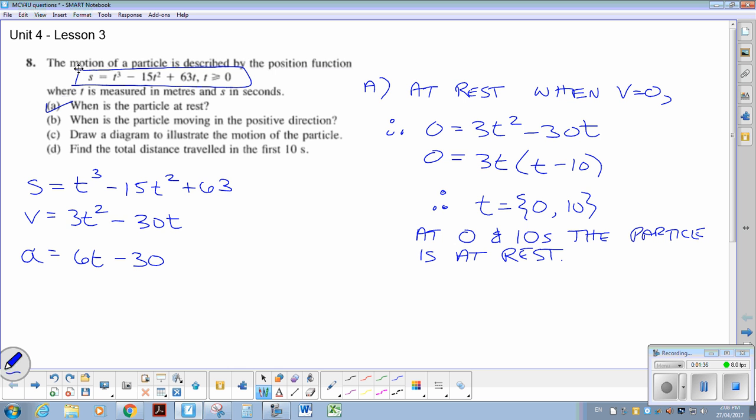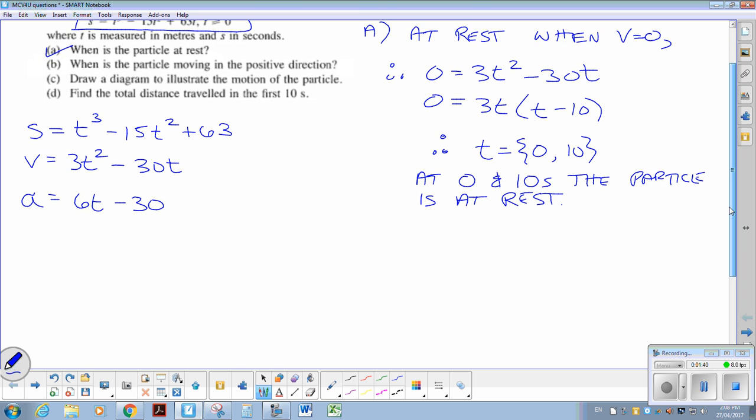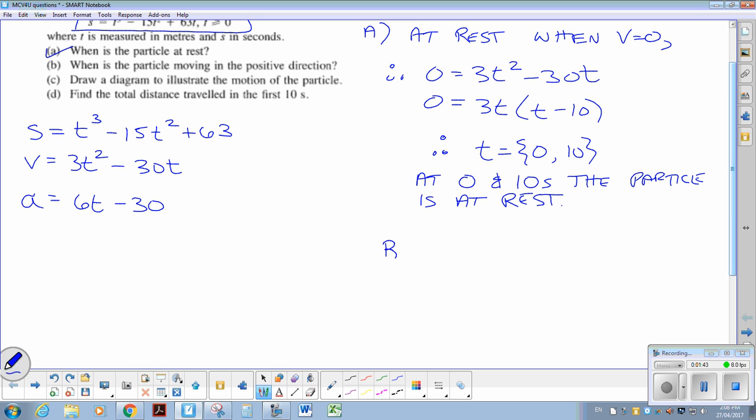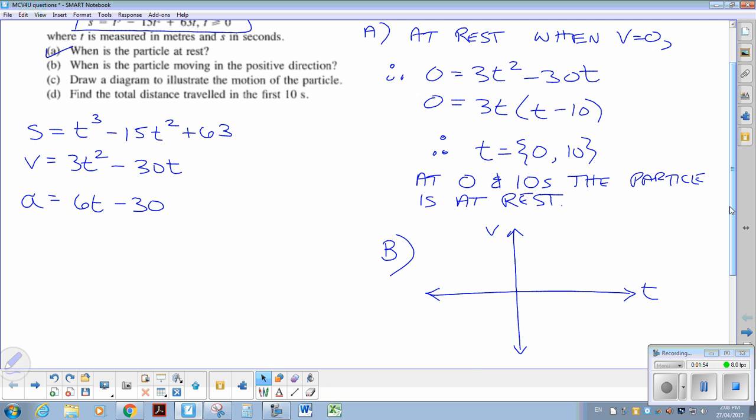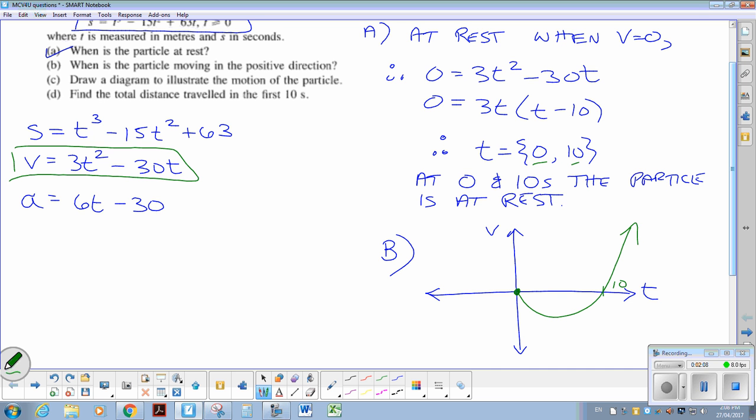B, when is the particle moving in the positive direction? So all I'm going to do here is give myself a quick sketch, because that answers my question. I'm going to graph my velocity equation against time, because velocity tells me when it's moving forward and backward. So going back to this equation right here, this is a parabola, opening up, and I know my x-intercepts are at 0 and 10.